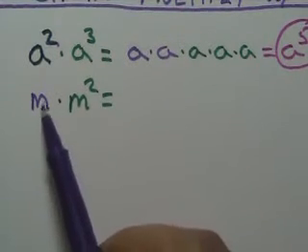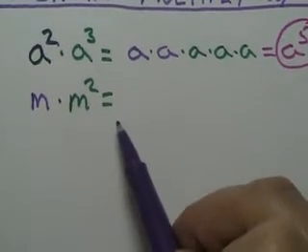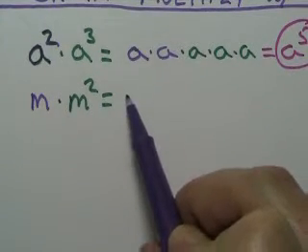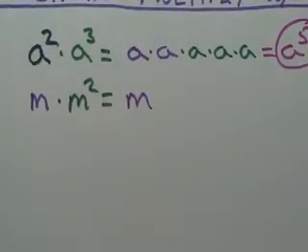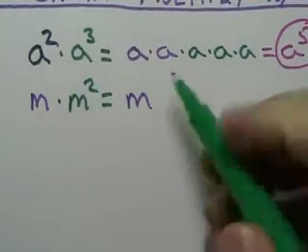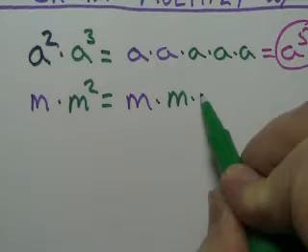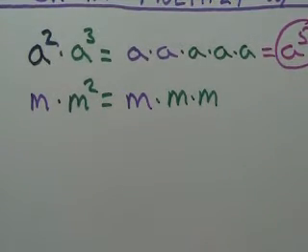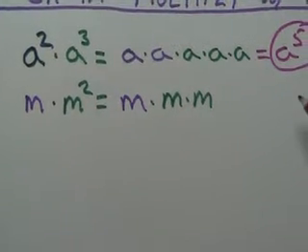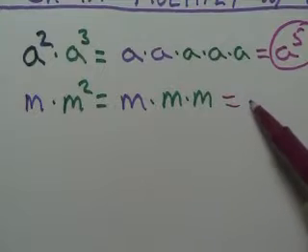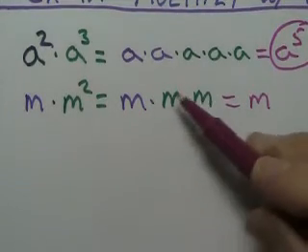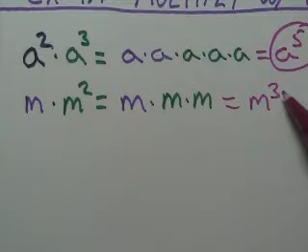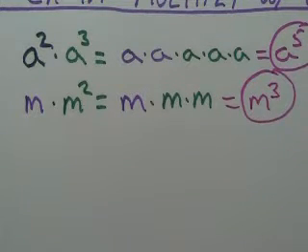Here's the second example, m times m squared. So that's going to give me 1 m. Then I have 2 more here. And so our answer is, how many m's do I have? 1, 2, 3. So that is m to the 3rd, or another name for that is m cubed.